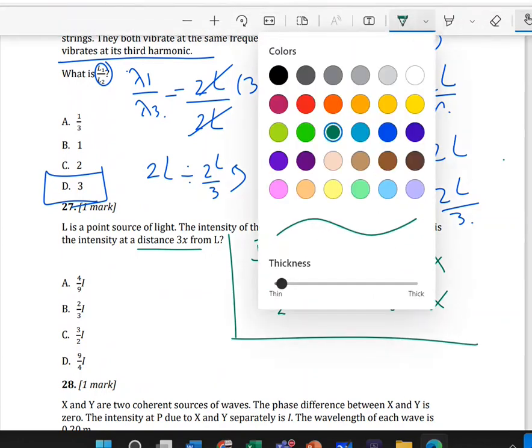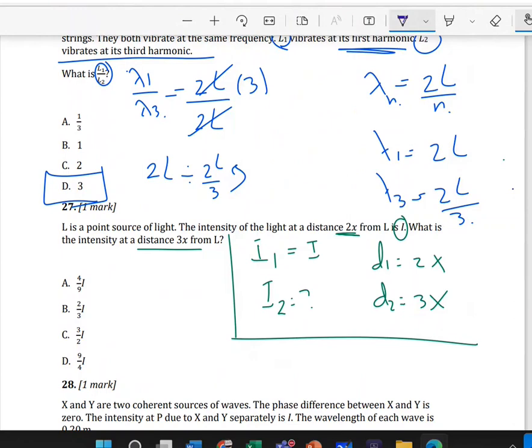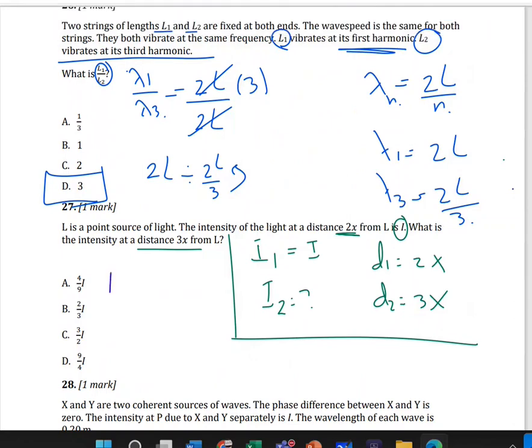Now we know intensity is inversely proportional to distance. I is inversely proportional to D. It's power over area. Intensity is power over area, and area is 4 pi r squared, or a distance squared. So I and distance squared are inversely proportional. That means I can write the formula in this way.